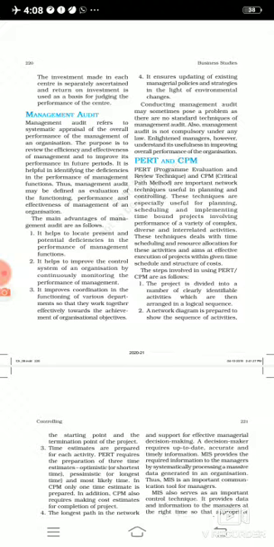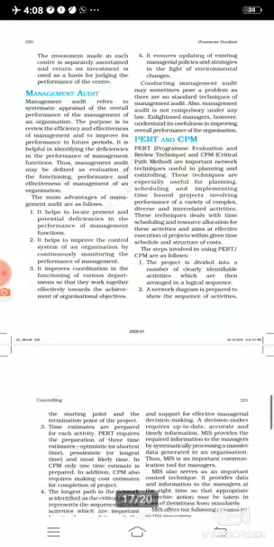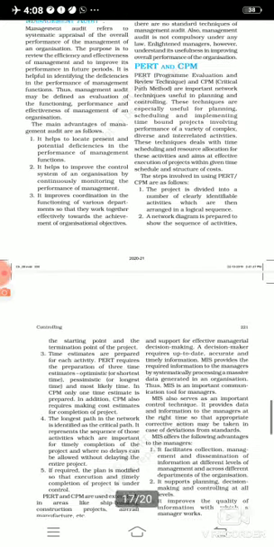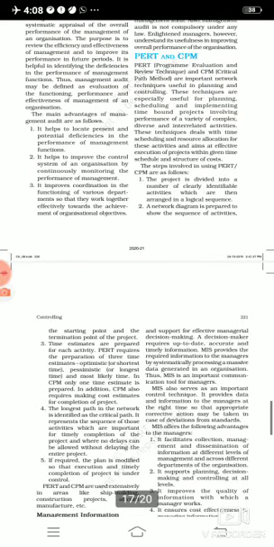Now PERT and CPM both are very important network techniques which are used in planning and controlling. These techniques are especially useful for time-bound projects which involve performance of a variety of complex, diverse and interrelated activities. These techniques deal with time scheduling and resource allocation for these activities and aim at effective execution of the project within the given time, schedule and structure of cost.